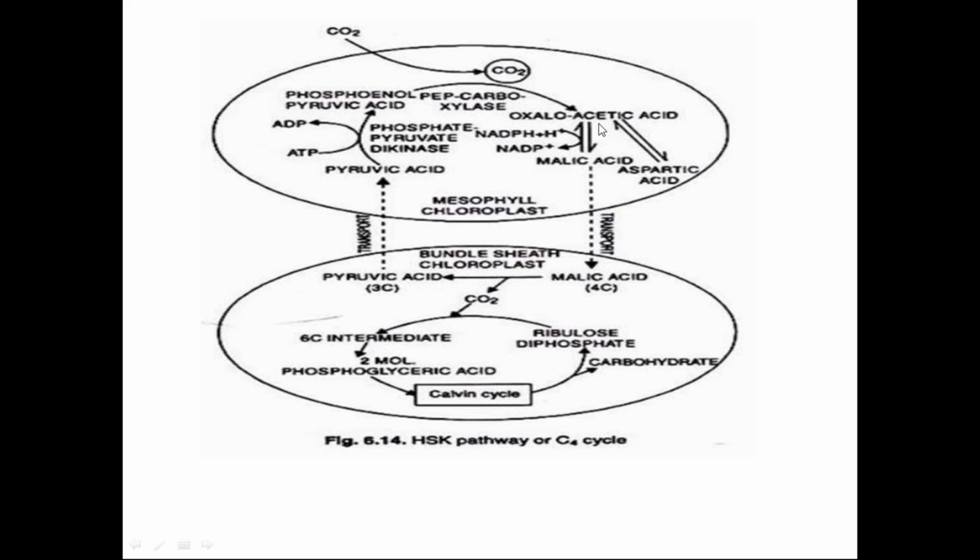This OAA gets converted into malic acid or aspartic acid. This malic acid or aspartic acid gets transported into the bundle sheath cell, and there the malic acid is converted into pyruvic acid and CO2 is released. In the bundle sheath cell, the Rubisco enzyme is present, so this CO2 combines with RuBP and the Calvin cycle takes place. In the mesophyll cell, the PEP carboxylase enzyme is present. In the bundle sheath cell, the Rubisco enzyme is present, so the Calvin cycle takes place in the bundle sheath cell. The pyruvic acid is again transported into the mesophyll cell, and the process takes place again. So this is the cycle of C4 plants. This is the C4 cycle.